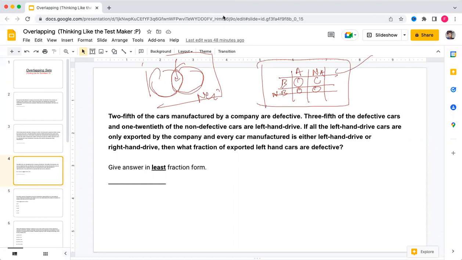So it is preferable, whenever you see a Venn diagram, to try to form this using the double matrix. But in some scenarios, it is very easy to solve using a Venn diagram, but it is always preferable to use the double matrix instead of the Venn diagram. Okay, so let's quickly solve this question now.